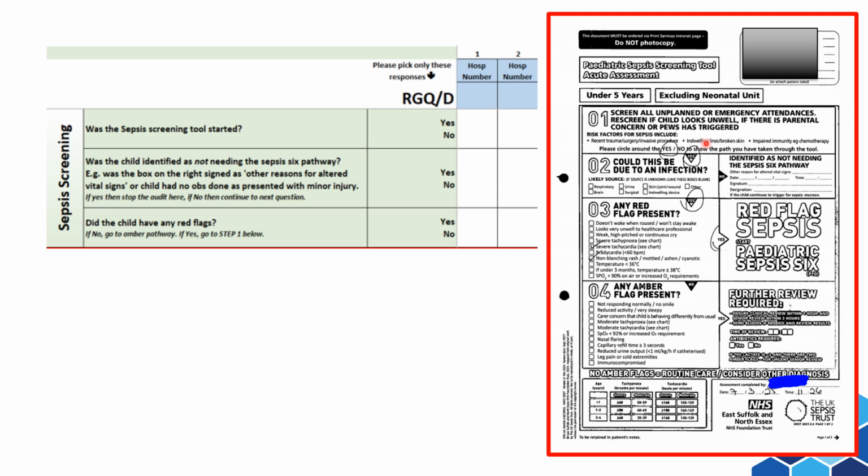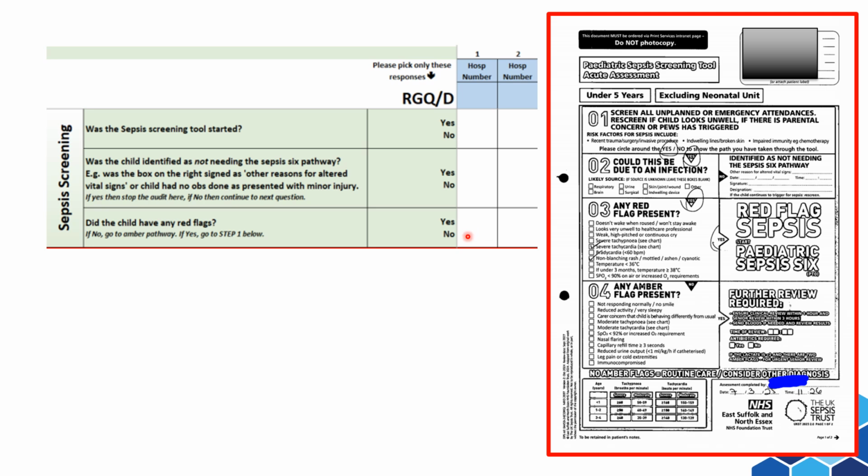If, however, they haven't signed this box and they've gone on to complete the audit and start looking for red flags, then you document in no, and you carry on with the next step. So you then ask, did the child have any red flags? So you can see here, when I'm going to audit, this child has got 2 red flags, so I'm going to mark in yes, and then I'm going to go on to my next step of the audit.